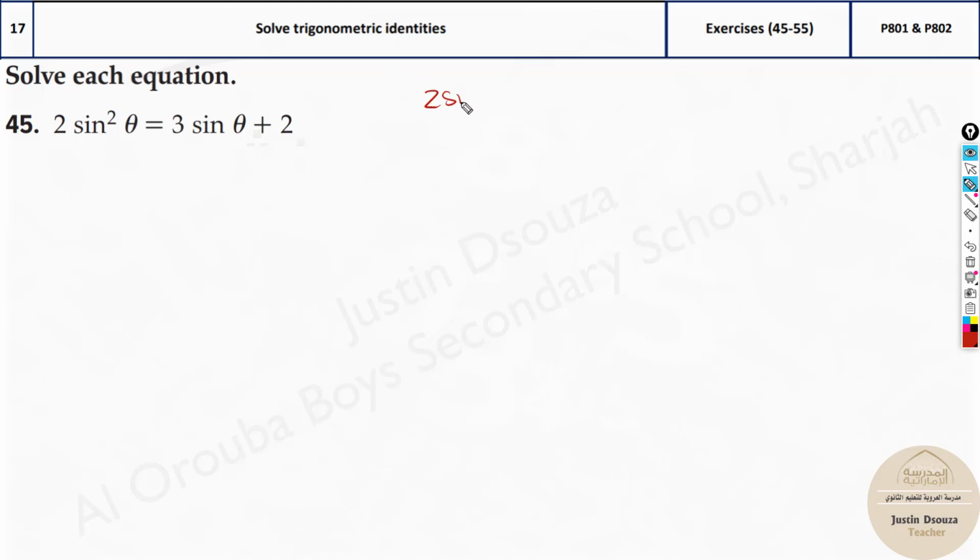What I will do is write it all on one side. I'll bring everything to one side and make the right side equal to 0. So it'll be 2 sine square theta minus 3 sine theta minus 2 equals 0. Now let's see what I can do over here. If you look carefully, this is power 2, this is just power 1, and there's a constant. So you can solve it as a quadratic equation. Instead of sine theta, I will just write x. So it will be 2x squared minus 3x minus 2 is equal to 0.